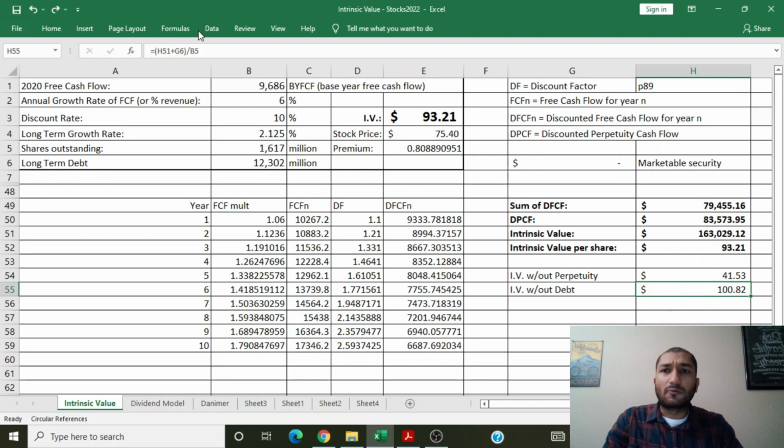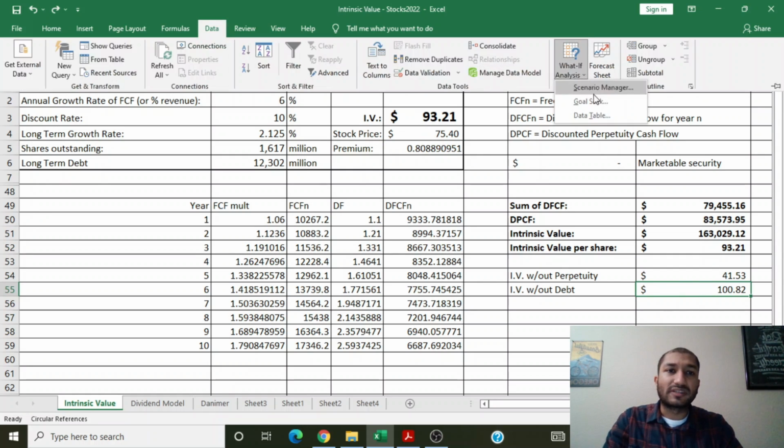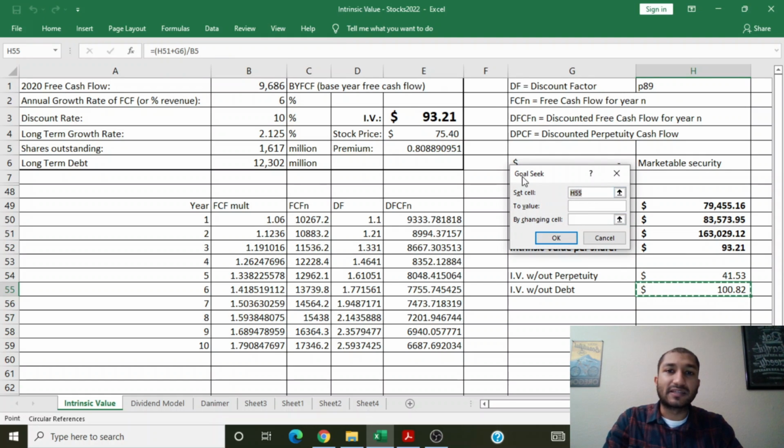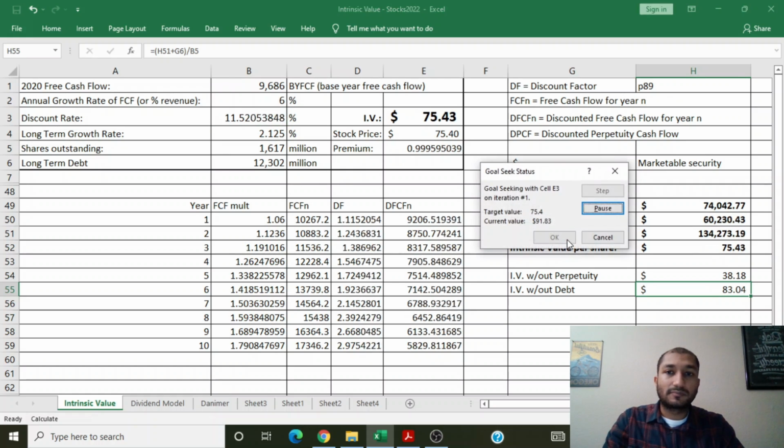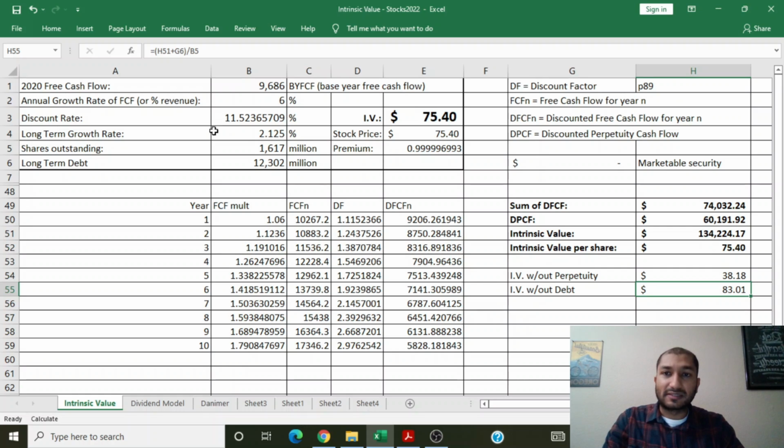Finally, let's try to figure out what kind of return we can expect to get on this investment if you were to invest in the company at the current stock price. For this, I'll set my sell, that is my intrinsic value, to $75.4 per share, which is my current stock price. By changing my discount rate, I get 11.5%. What this means is if I were to purchase a share of Rio Tinto at the current stock price, I can expect to get an annual return of about 11.5% on this investment.